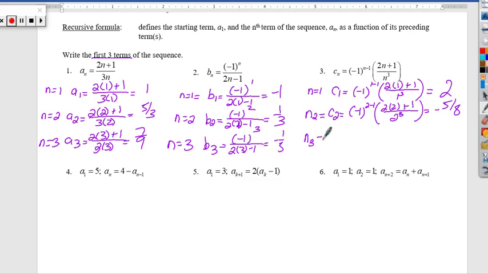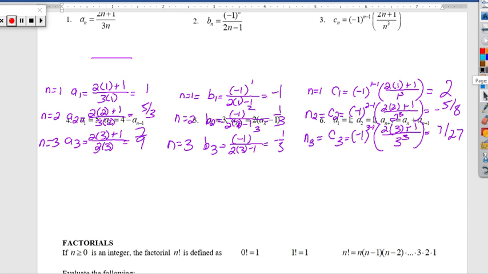Lastly, n equal 3, getting us c sub 3. We're going to have negative 1 to the (3 minus 1) all over (2 times 3 plus 1) all over 3 cubed, and that is getting us 7 over 27. So these first 3 problems here are examples of explicit formulas. Numbers 4, 5, and 6 are going to be done recursively.